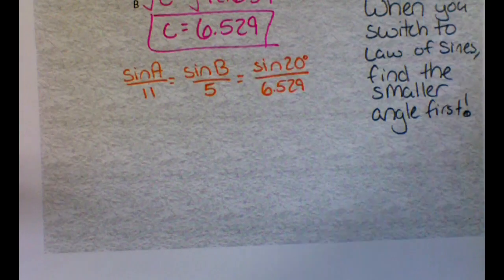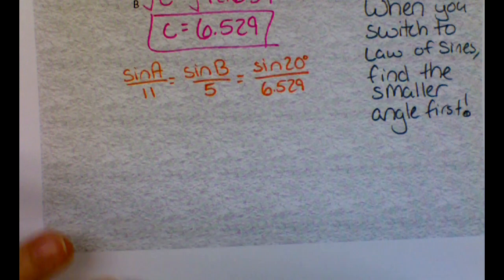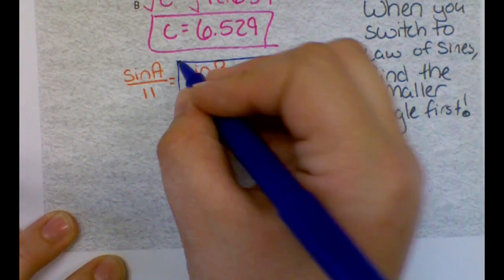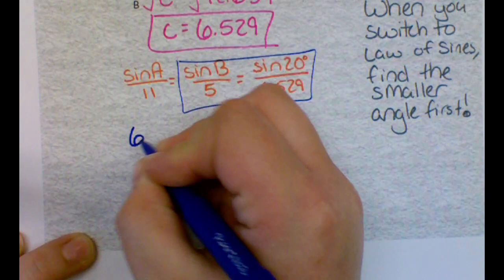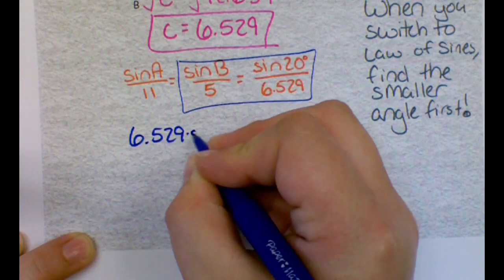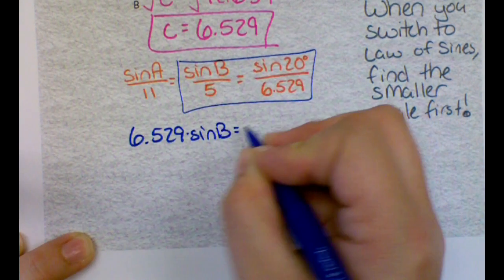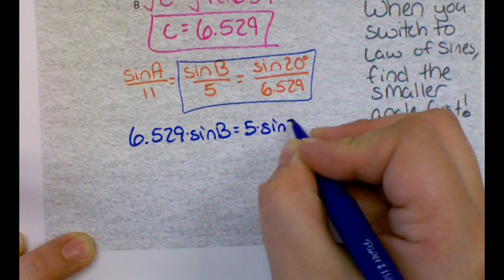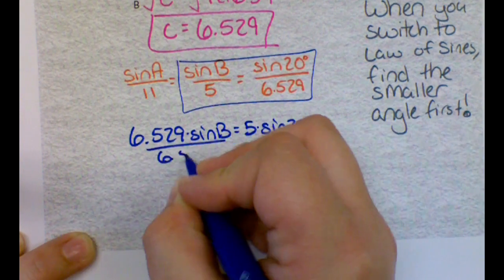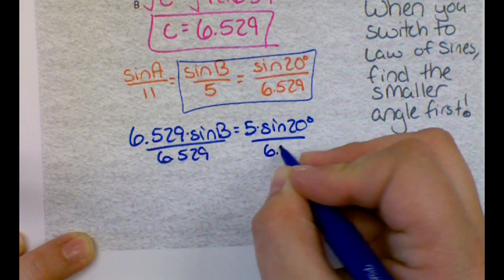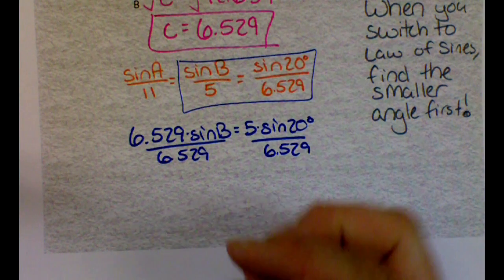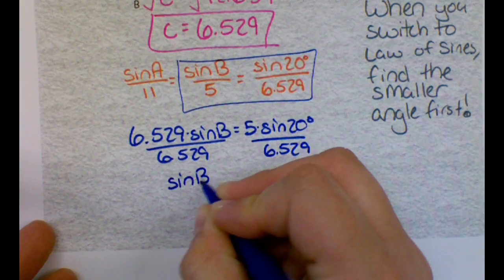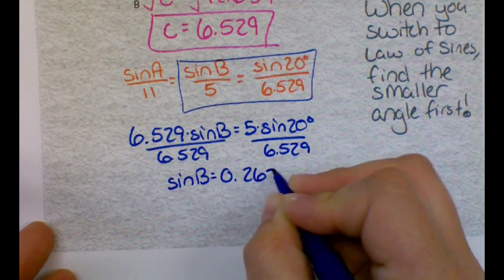So let's find the smaller angle. Smaller angles are across from the smaller side, so that would be B. Our anchor is our C's. So let's cross multiply: 6.529 times the sine of angle B equals 5 times the sine of 20, divided by 6.529. And the sine of B equals 0.262.